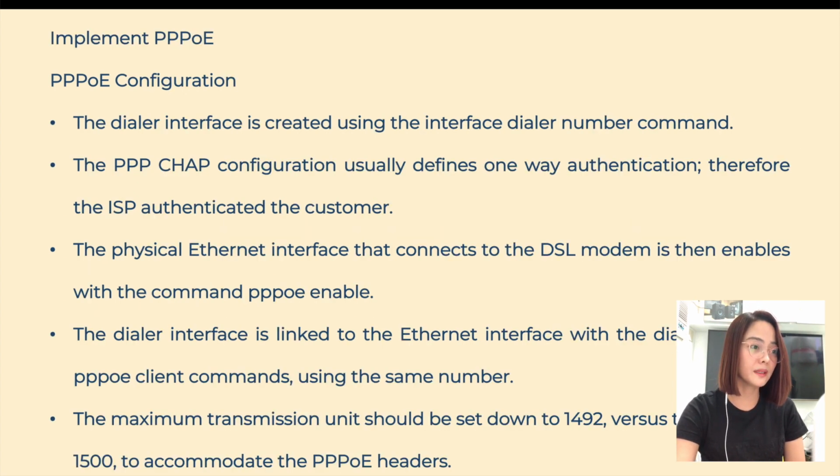Implement PPPoE. PPPoE configuration. The dialer interface is created using the interface dialer number command. The PPP CHAP configuration usually defines one-way authentication, therefore the ISP authenticates the customer. The physical Ethernet interface that connects to the DSL modem is enabled with the command pppoe enable. The dialer interface is linked to the Ethernet interface with the dialer pool and pppoe-client commands using the same number. The maximum transmission unit should be set down to 1492 versus the default of 1500 to accommodate the PPPoE headers.